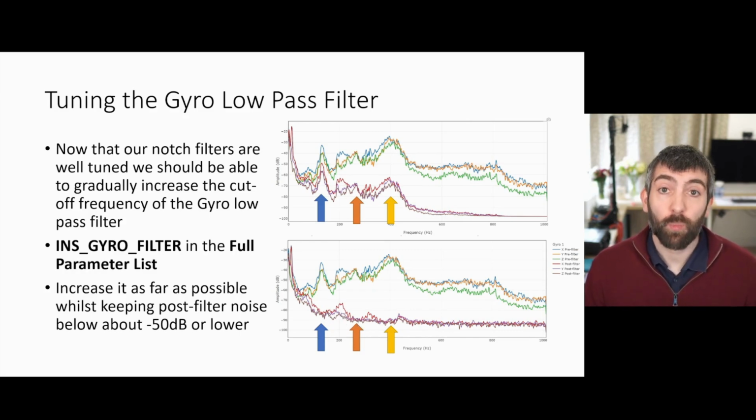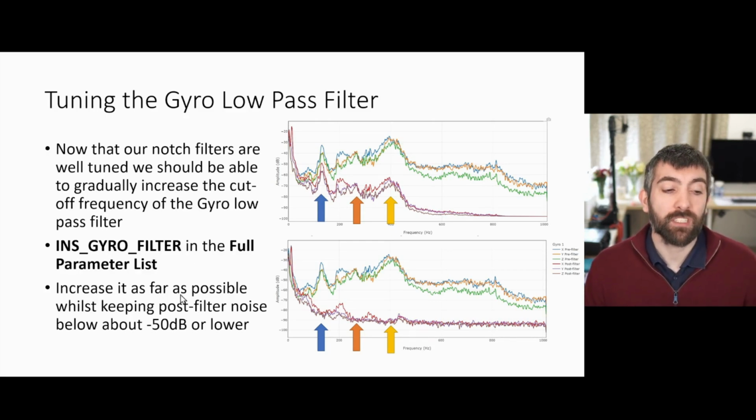Once we've done this, we can now circle back to the gyro low pass filter, and we should be able to gradually increase it, and perhaps in some cases increase it quite significantly, depending on how well our notch filters are taking care of the main sources of noise. You'll find INS gyro filter in the full parameter list in the config tab in Mission Planner. Increase it gradually. Take it one step at a time. Don't increase it a lot in one go. Just take it step by step.